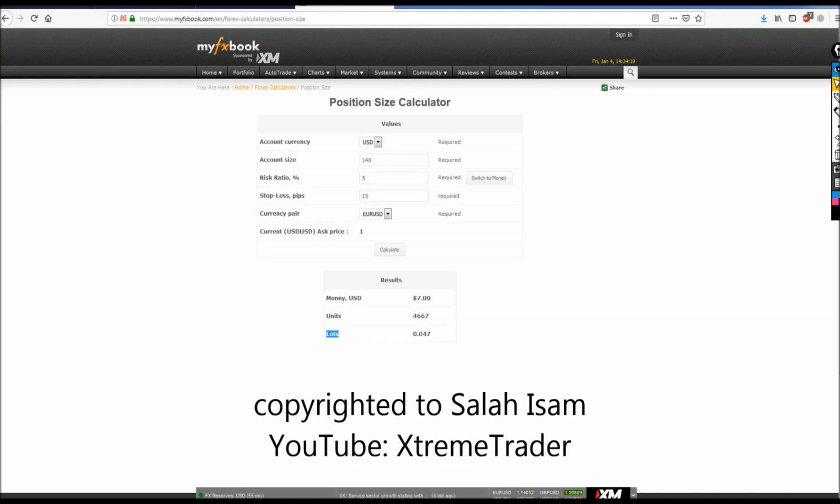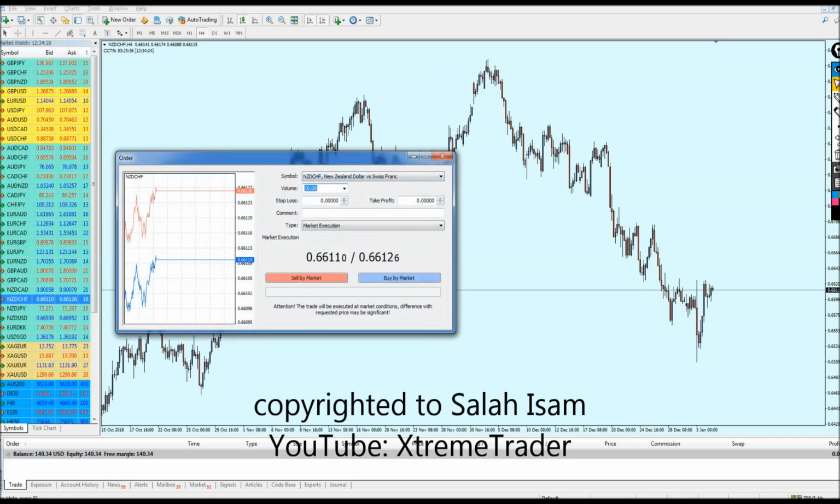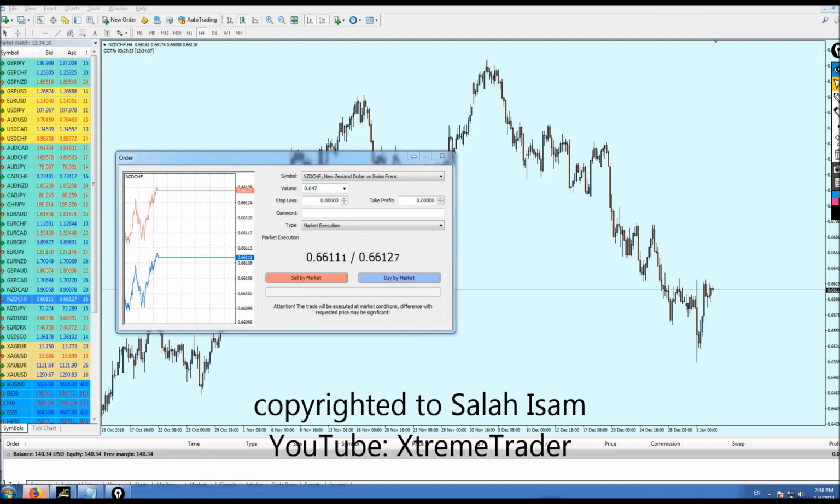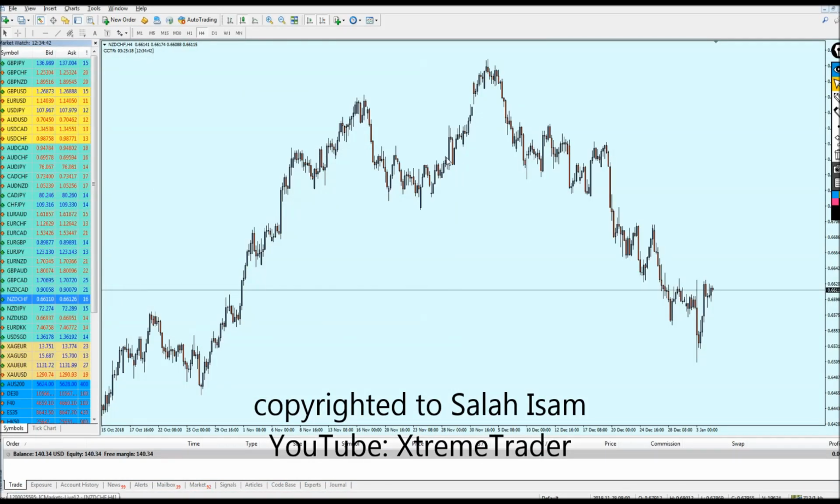The answer is here. Lots to be used is 0.047. So I will go here. Now I'm feeling safe. I will place 0.047. This is the right amount if I want to risk only 5% from this account on one single trade. So this will help you quite a lot in your trades. Even advanced traders can use this calculator if they want.